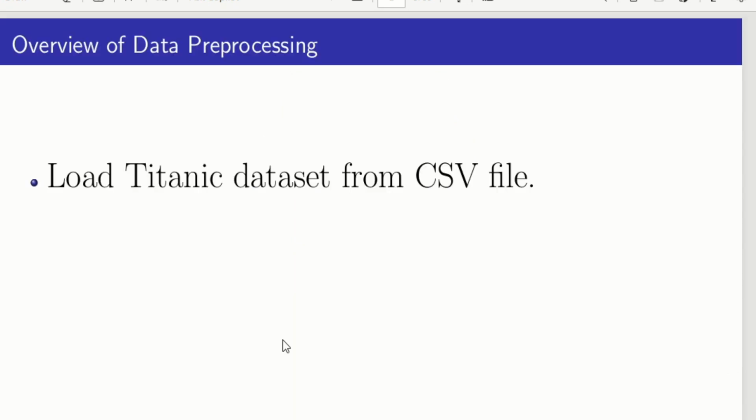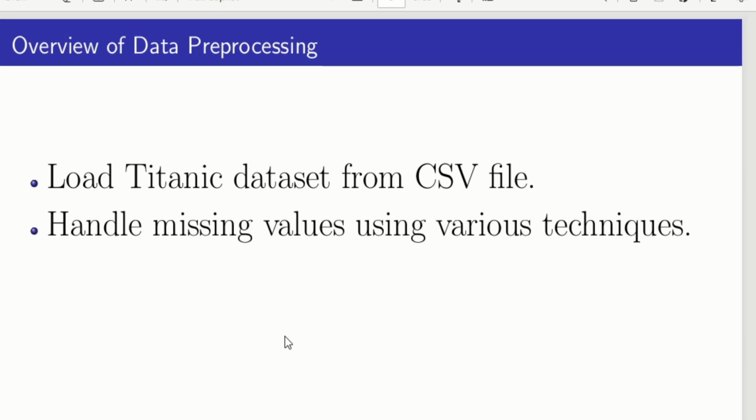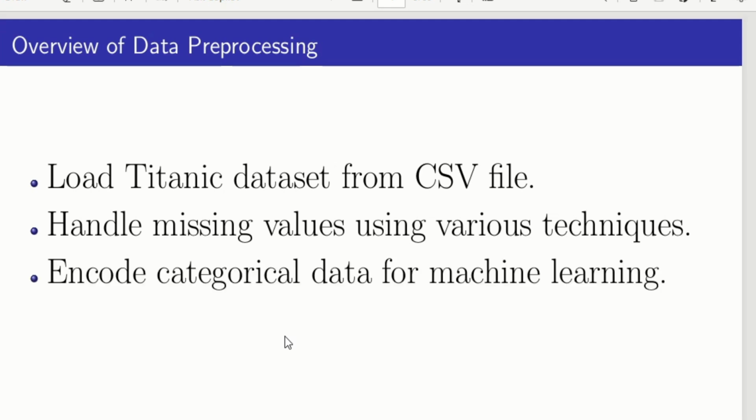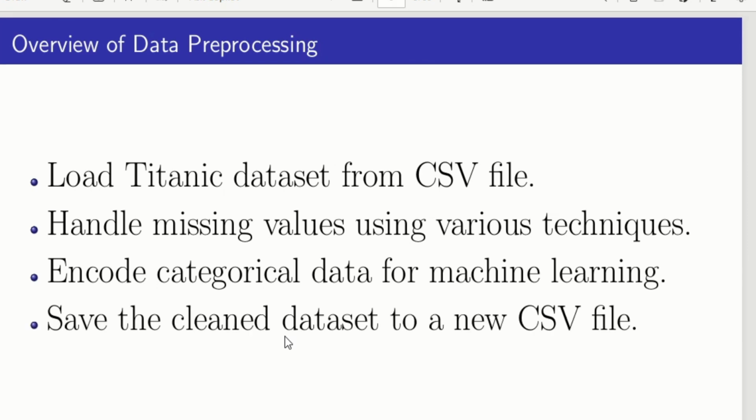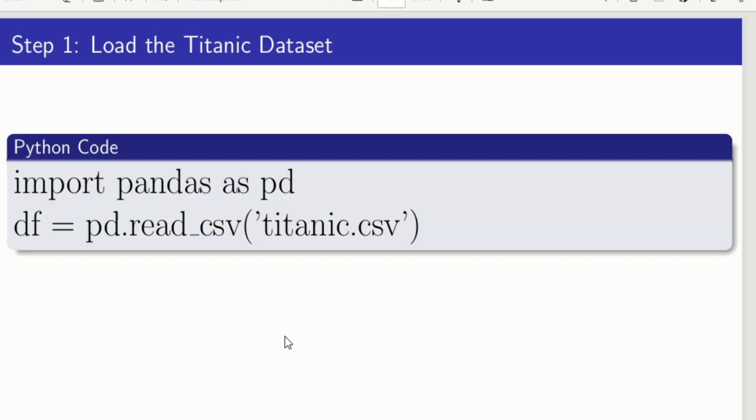So let us see what we will do first. We will load the Titanic dataset from a CSV file and we will handle missing values using various techniques, and we will encode categorical data for machine learning, and we will save the clean dataset to a new CSV file.